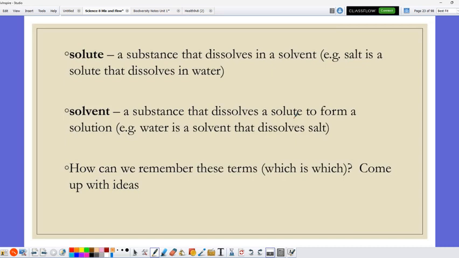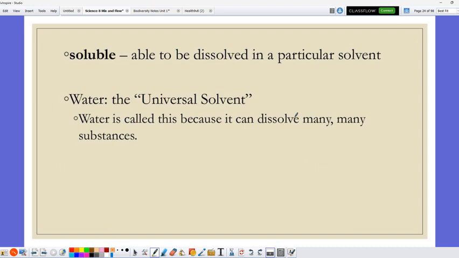So the solute is oxygen, the solvent is nitrogen. And we looked at ways to make sure that these terms stuck with us. And soluble means it's able to be dissolved in a particular solvent. And we know that water is a universal solvent. It can dissolve many, many, many things. Not everything, but it is the most common solvent on our planet.